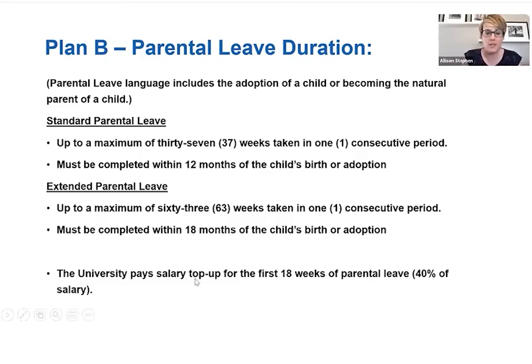Now, the university pays the salary top up for the first 18 weeks of this. They don't pay the entire 37 weeks or 63. So regardless of which stream you choose, the university will only pay the salary top up in the first 18 weeks, and it's for 40% of your salary. So EI will be paying 55% and we pay 40%. So combined, you would get 95% of your salary.